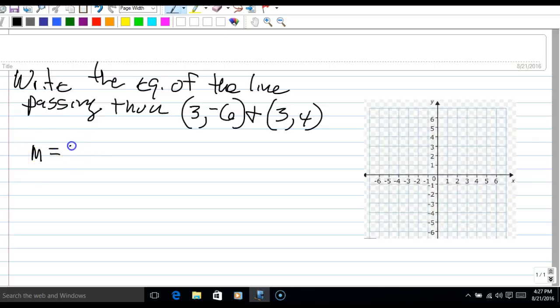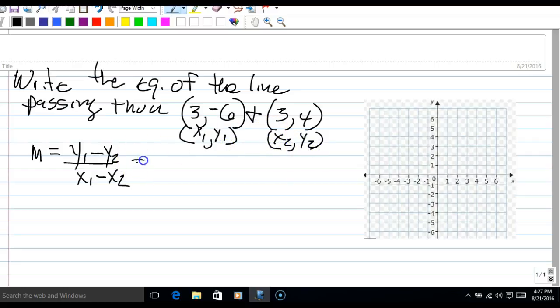So the slope is equal to y sub 1 minus y sub 2 over x sub 1 minus x sub 2. So again, I'm going to come up under each ordered pair and designate one as x sub 1, y sub 1 and the other as x sub 2, y sub 2, and I'm going to compute the slope. So y sub 1 is negative 6 minus y sub 2, which is 4, all over x sub 1, which is 3, minus x sub 2, which is 3. So negative 6 minus 4 is negative 10 over 0.